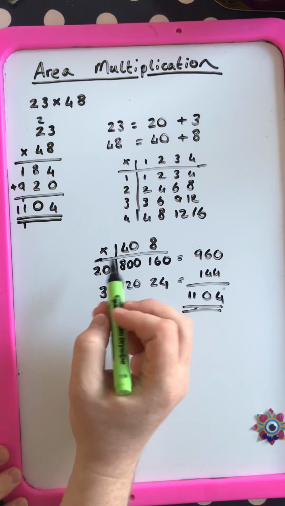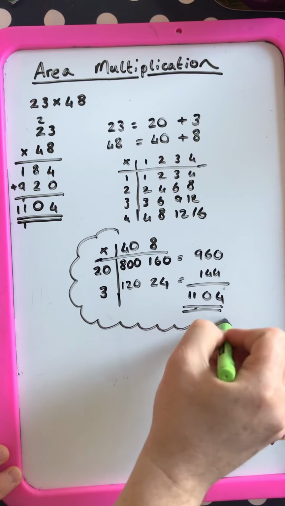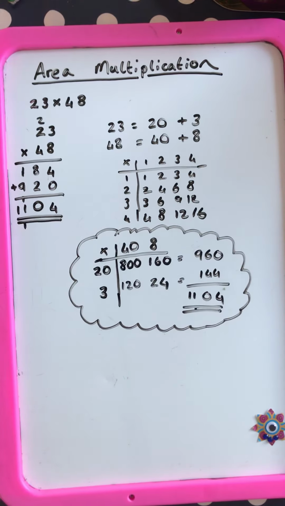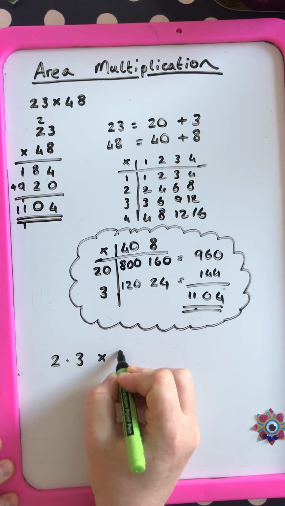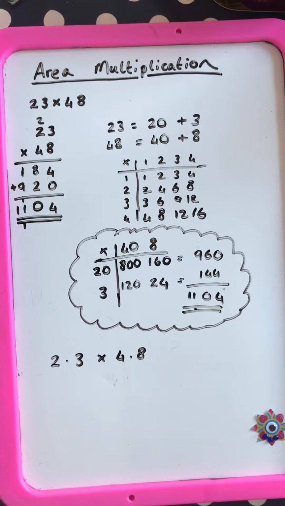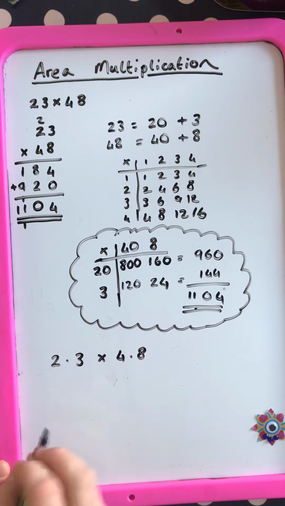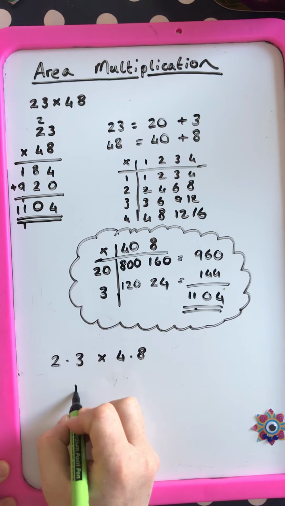Also, I wanted to share with you this area multiplication method, right? And this can be extended into decimal multiplication as well, because there's a lot of misconceptions with where the decimal point goes when you are multiplying, for example, 2.3 by 4.8. Okay, so we really want to concentrate on our place value with these types of questions, right?